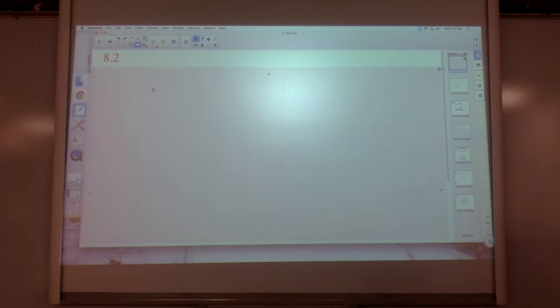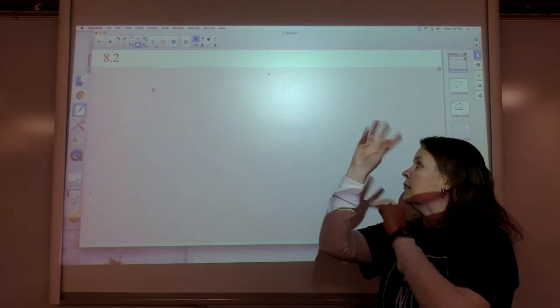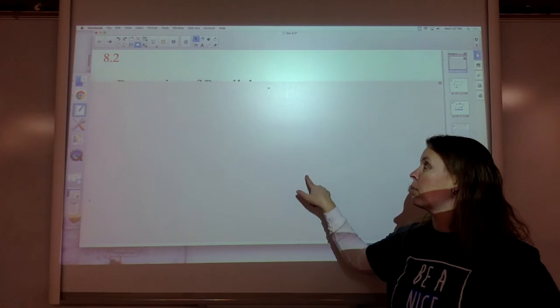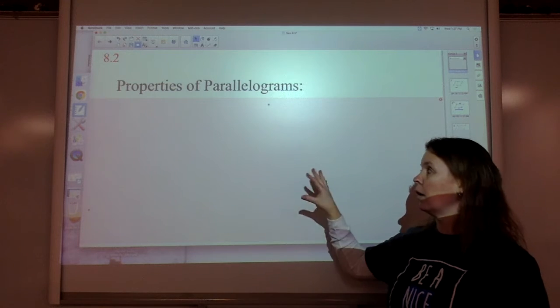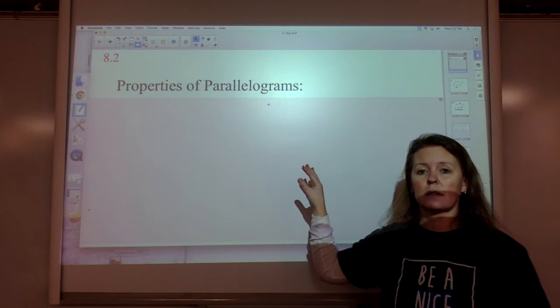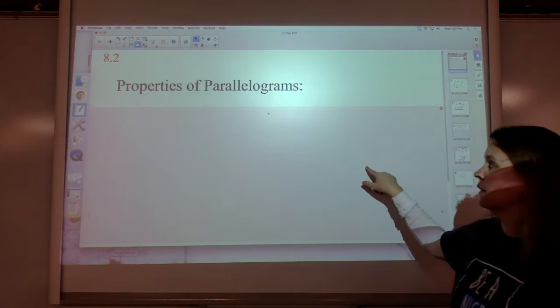Section 8.2, get ready to write, loosen it up. We got a lot to write down about our properties of parallelograms. You have this on your handout, and you have room to write properties underneath as long as you don't write way too big. If you write way too big, you're not going to fit all these.